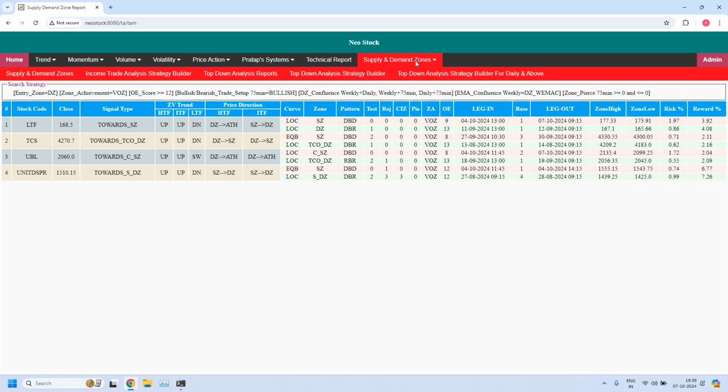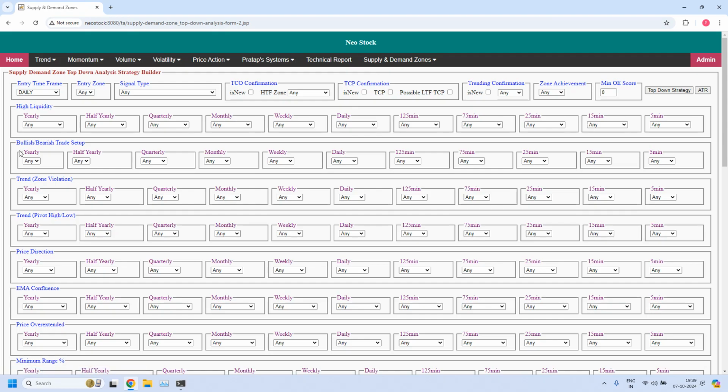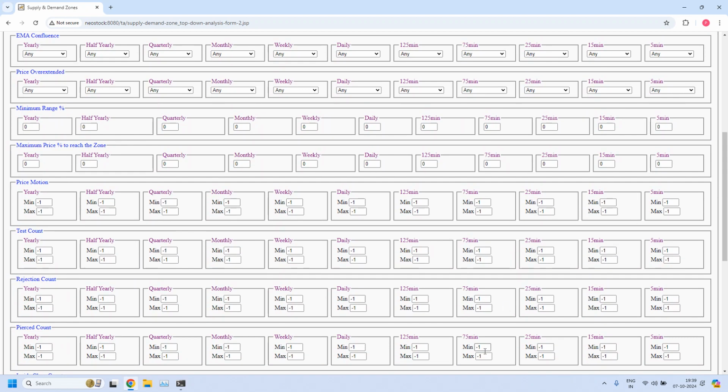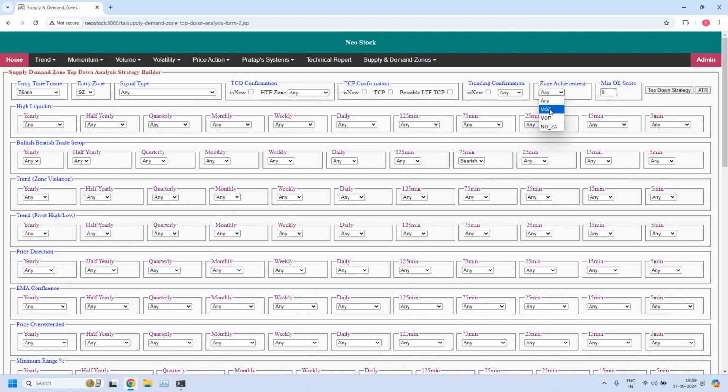Bearish trade setup for weekly income trade, entry time frame 75 minutes, entry zone supply zone, bullish or bearish trade setup at 75 minutes. I am selecting bearish. The 75 minute supply zone should not be pierced. So in the pierced count at 75 minutes time frame, I am setting 0 minimum value, maximum value 0. Zone achievement violated opposing zone, minimum order enhances score 12.